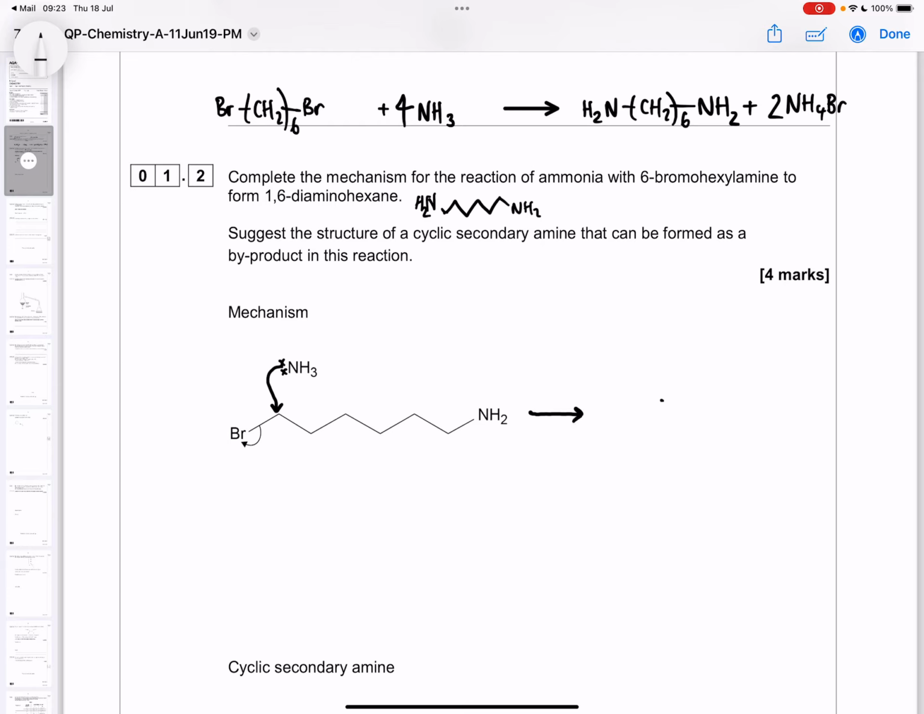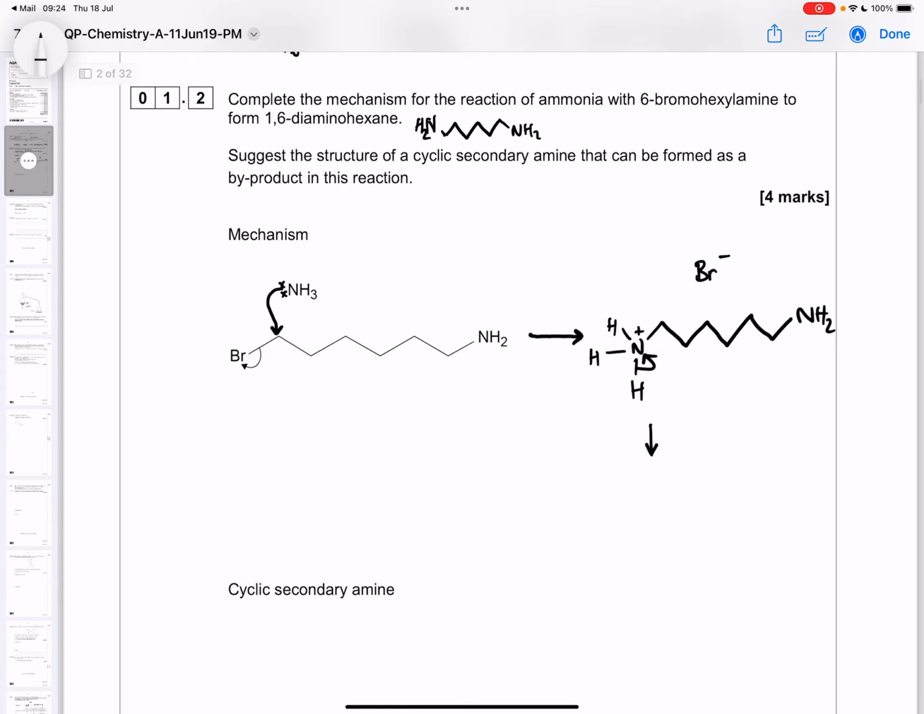So at that point, we can copy this chain to there, and we've added an NH3 to this carbon, and we've lost a bromide ion. Now, because the nitrogen has given away electrons and was neutral, it becomes positive. So then we're going to lose a proton. That proton will go to an ammonia in the mixture, but we don't need to show that in our mechanism. And then we've got a H+.